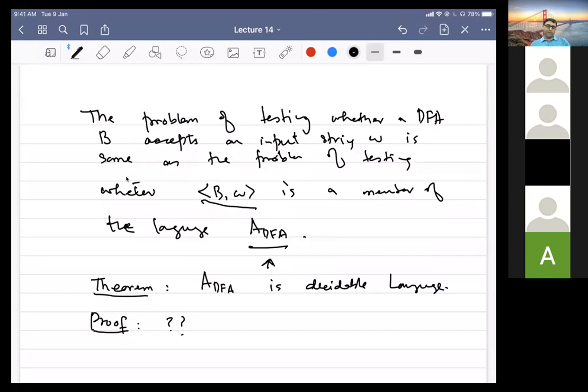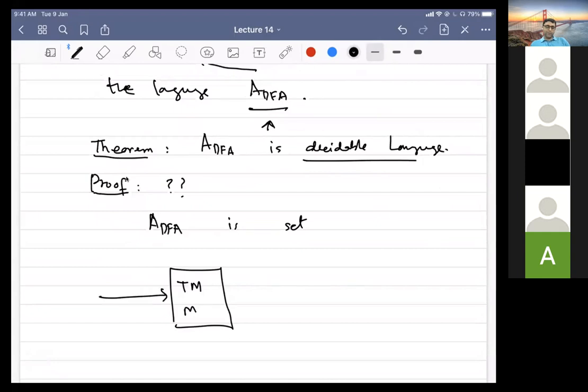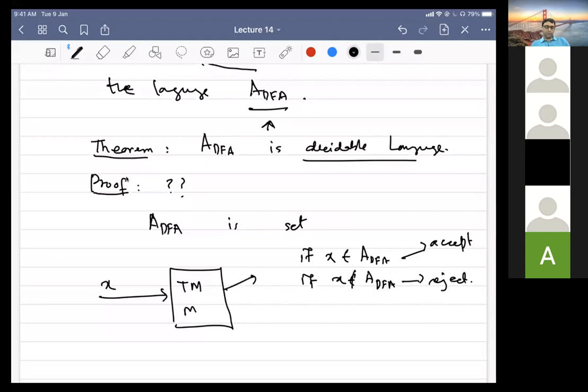No. When we say that ADFA is decidable, it means that ADFA is a set, and I say it's a decidable language, so there must exist a Turing machine M such that if I send an input X and X belongs to ADFA, it should accept. And if it does not belong to ADFA, it should reject. This is what we want: accept and reject.